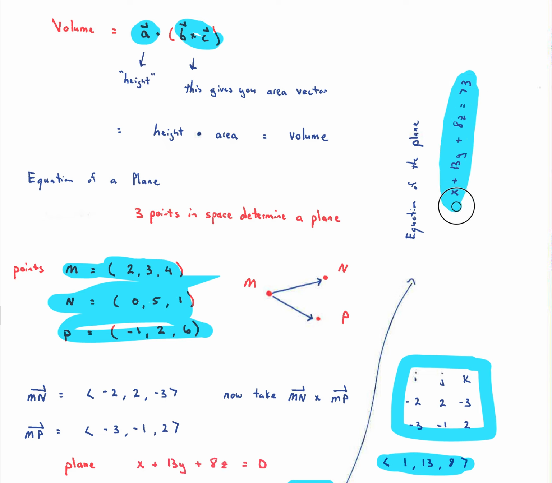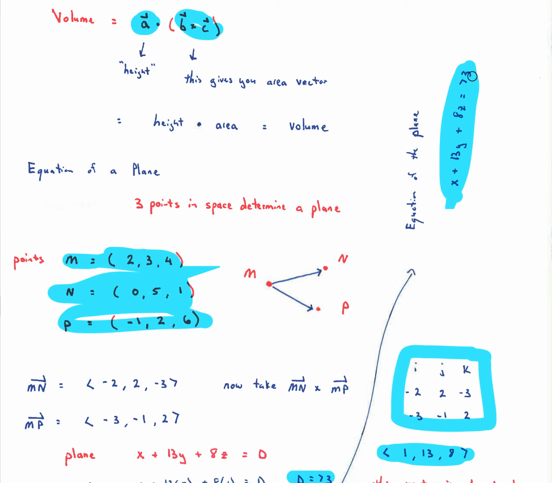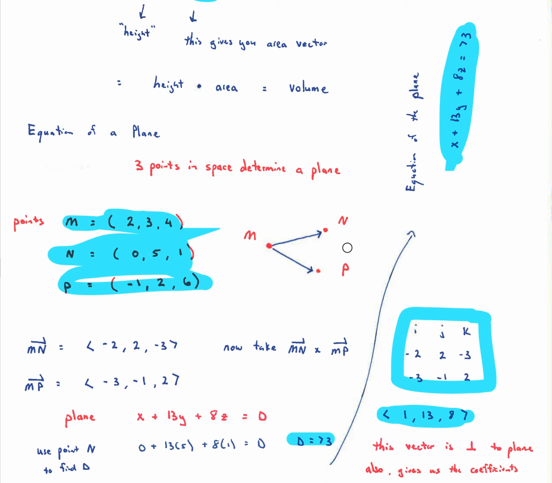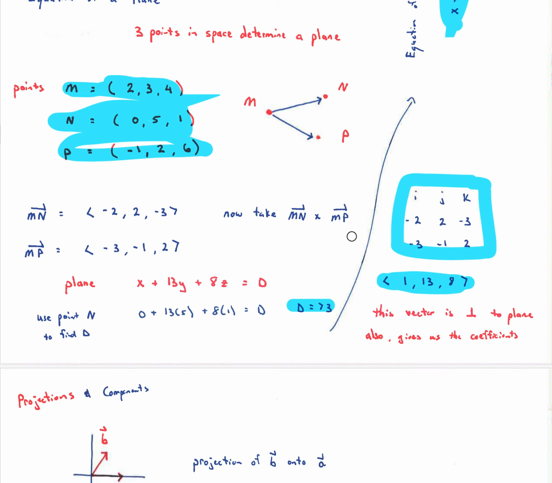It's got coefficients equal to the cross product, and then I particularly found what this number needed to be to make N on the plane. And again, you could have used M and P. M and P both work in this equation, right? All 3 of these points are on this plane. You could have done either one.